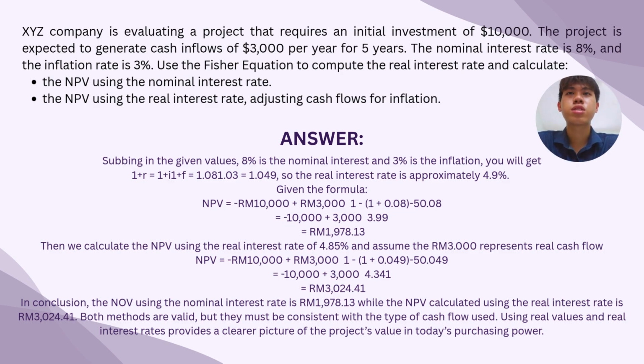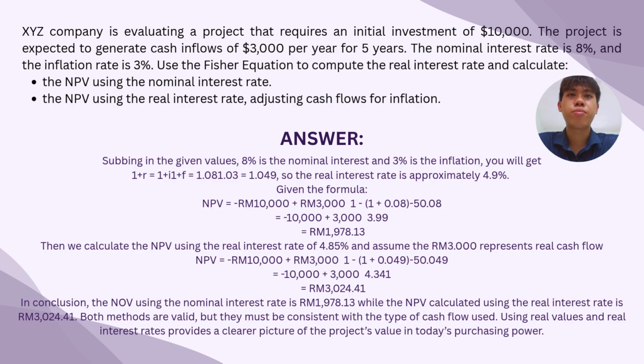Next, we calculate the net present value, which is also NPV, using the nominal interest rate of 8%, assuming the 3K cash inflows are nominal. Using the present value of annuity formula, the NPV is calculated as follows. NPV equals negative RM10K plus RM3K times 3.993, and the answer will be RM1,979.30. We then calculate the NPV using the real interest rate of 4.9%.